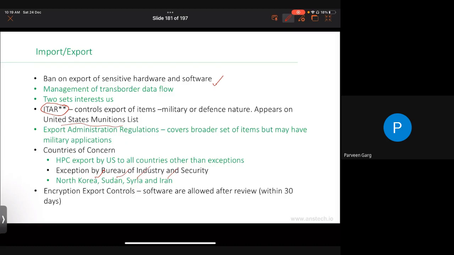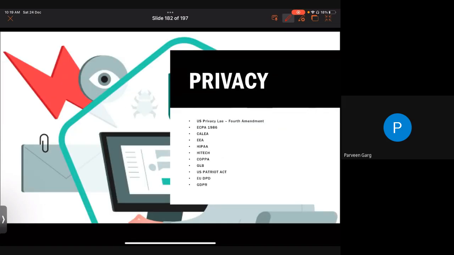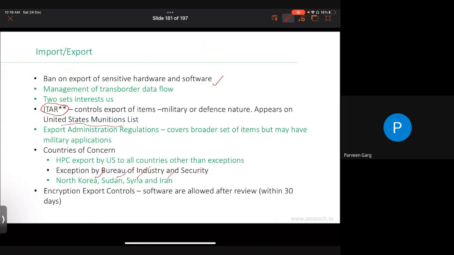What happens is, US companies make a lot of software which has encryption software loaded onto it. Because of ITAR, they were not able to export that software, because it was on the ban list. Now encryption export controls relax that, and you have to submit your software. It is reviewed within 30 days and then you can export your encryption software. With this, we have come generally to the end of US laws.